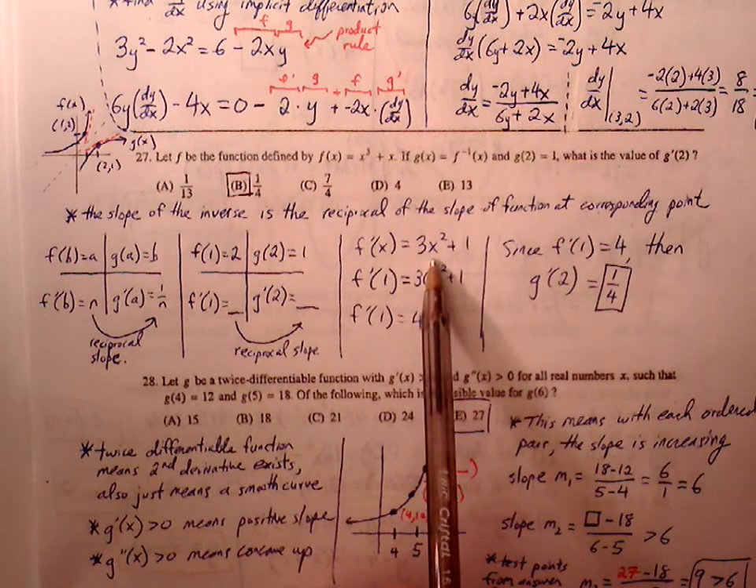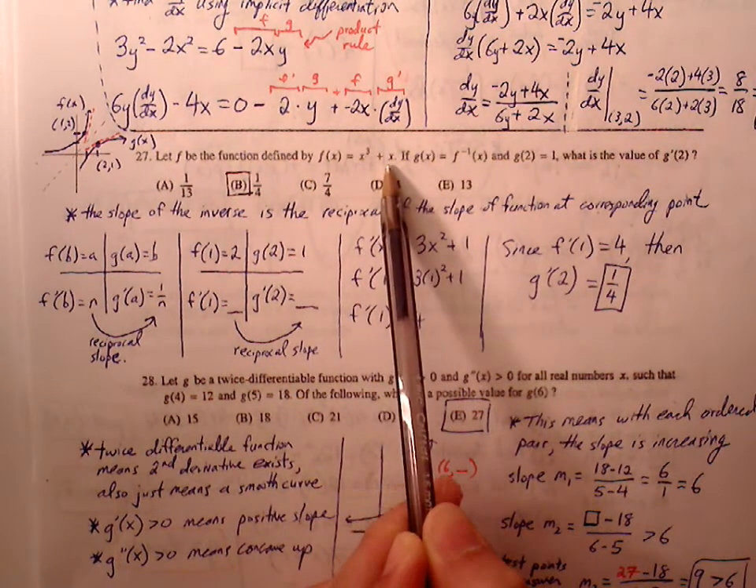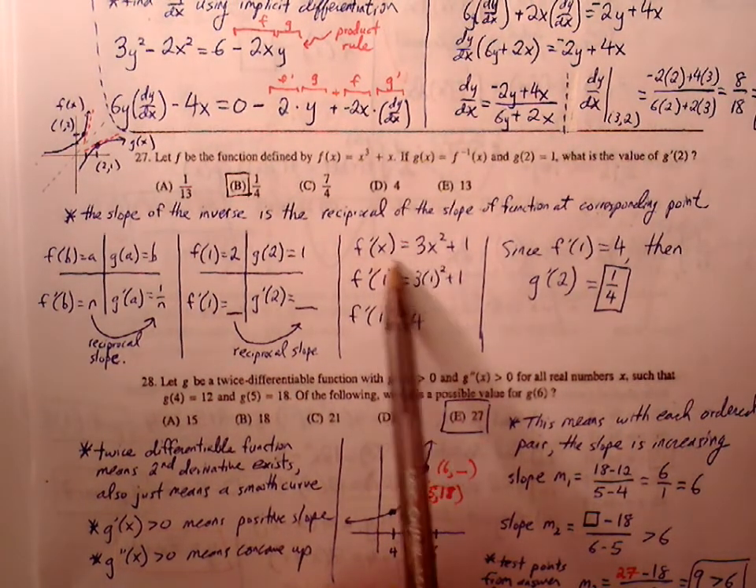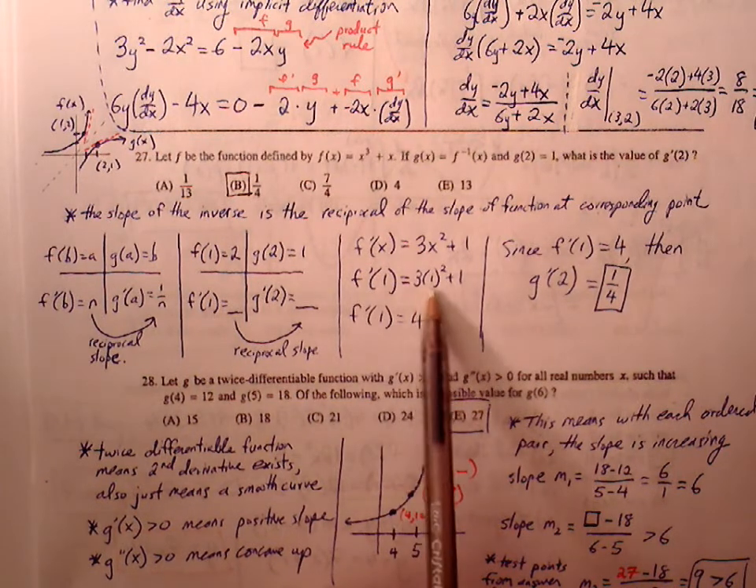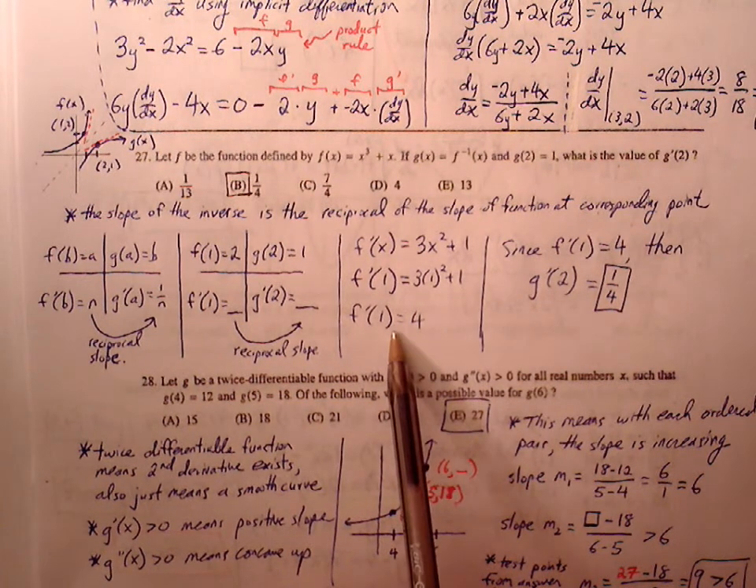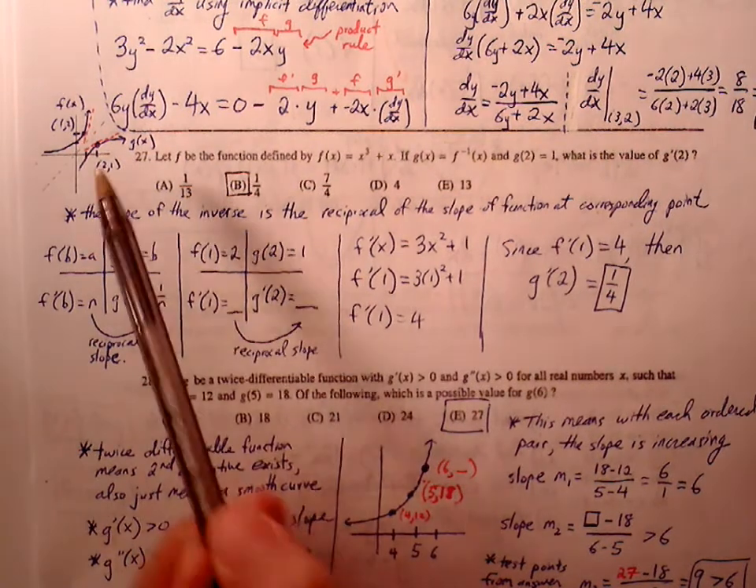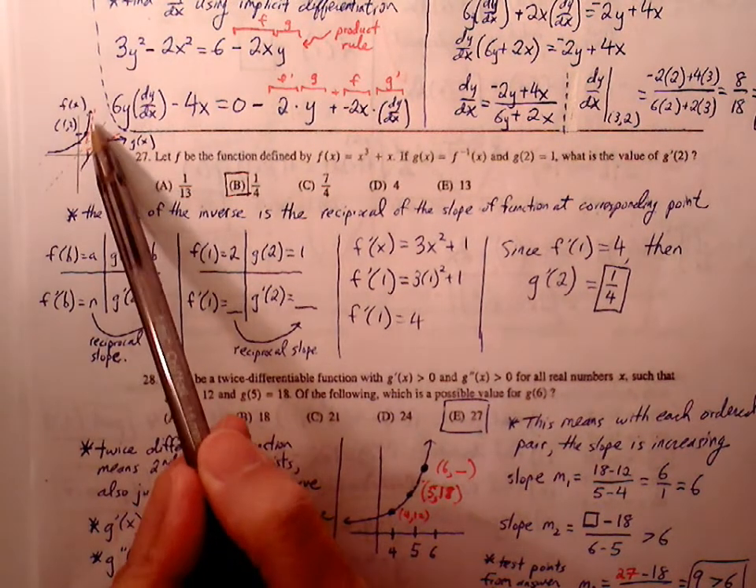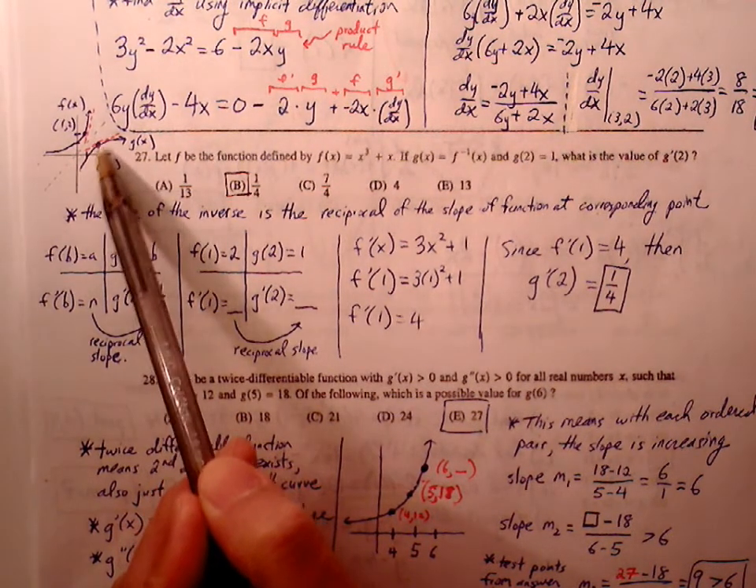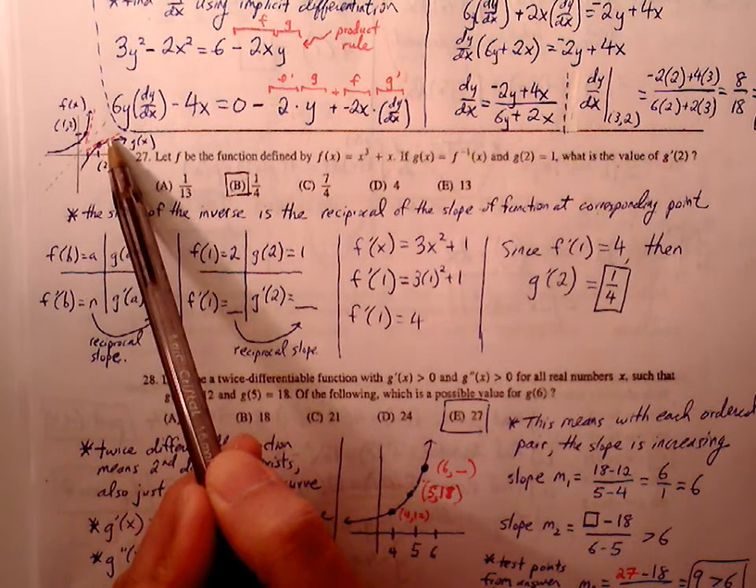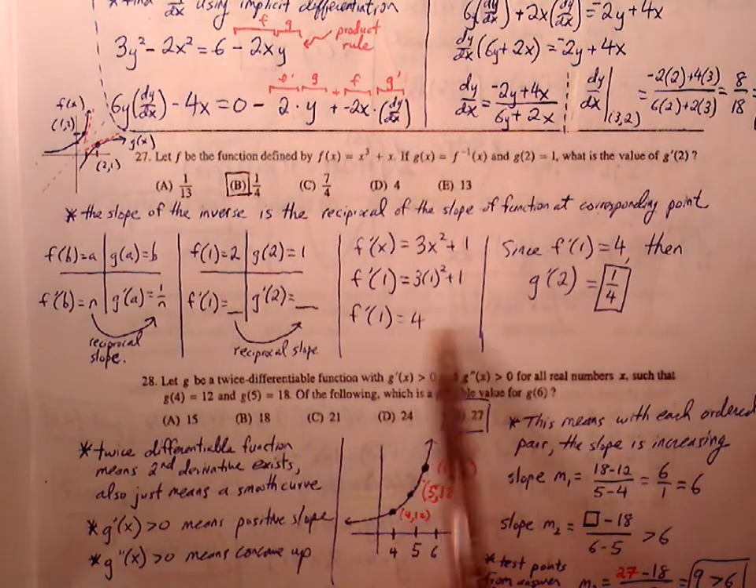So here's f prime, power rule, we get 3x squared plus 1. Evaluate the slope of the f graph at 1: I get 3 times 1 squared plus 1, which is 4. 3 plus 1 is 4. So if the slope of the f graph has a steepness of 4, then the slope of the g graph at its corresponding point must be the reciprocal. The reciprocal of 4 is 1 over 4.